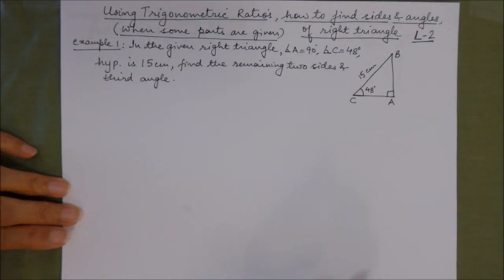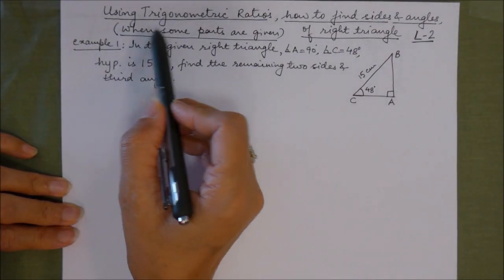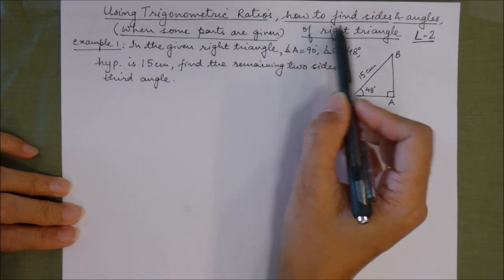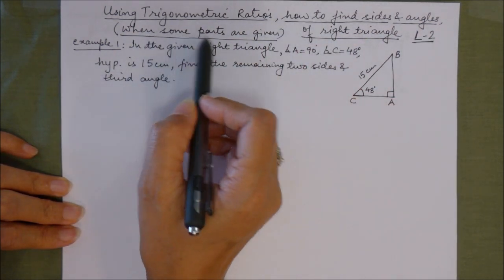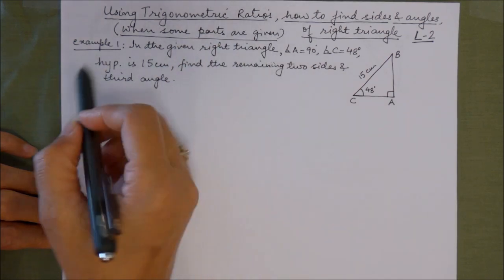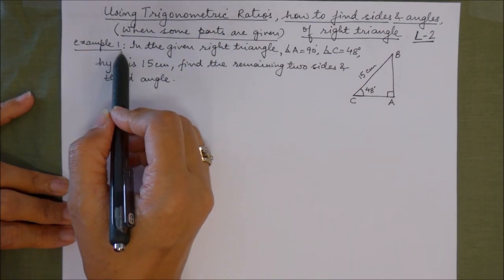Hi guys, in this lecture we will discuss how, using trigonometric ratios, we find the sides and angles of a right triangle when some parts of it are given. So we'll take an example on this.